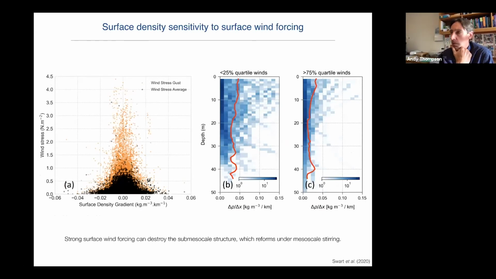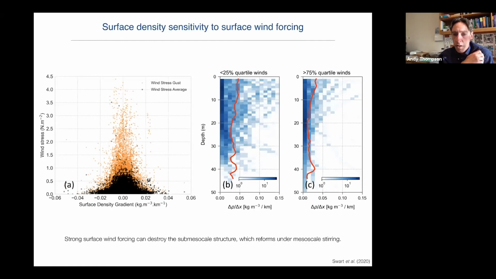And again, here, what was nice is because we had the meteorological sensor on the sail buoy, we had very high frequency winds. And so we were able to actually quantify the strength of individual wind gusts. That's on the left-hand side here, showing essentially a histogram of the strength of the wind stress as a function of the different surface buoyancy gradients.